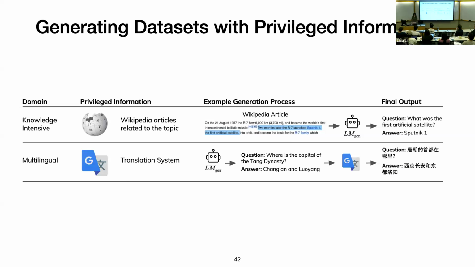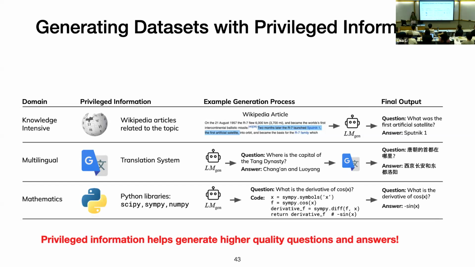For multilingual tasks, we augment the language model with a translation system. Since models tend to have better reasoning capabilities in English than in other languages, we take the English QA pairs and use a translation system to translate the question and answer pairs to the target language. For the math domain, we augment AutoBencher with Python math libraries such as SymPy, SciPy, or NumPy. We prompt the language model to generate questions along with the respective Python code to solve the problem, and then we use the execution result as the silver answer.